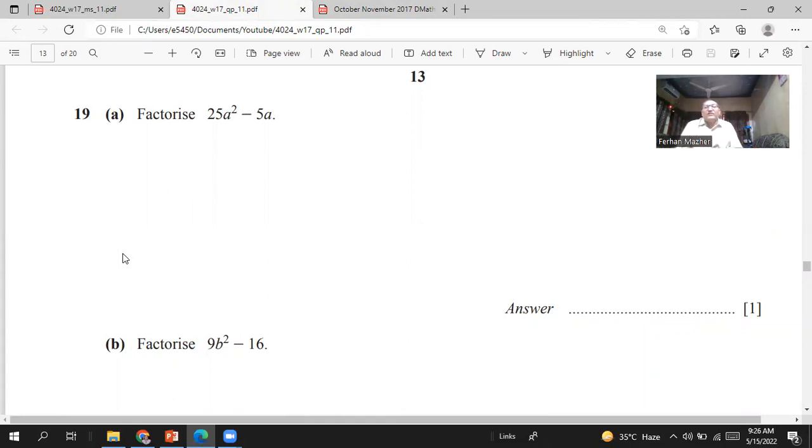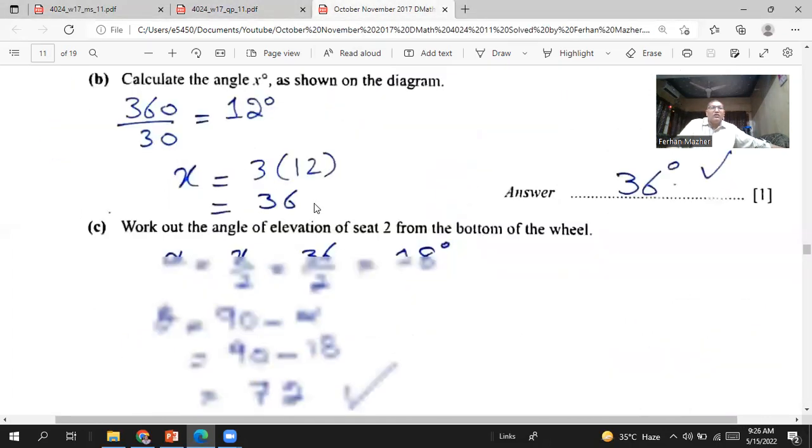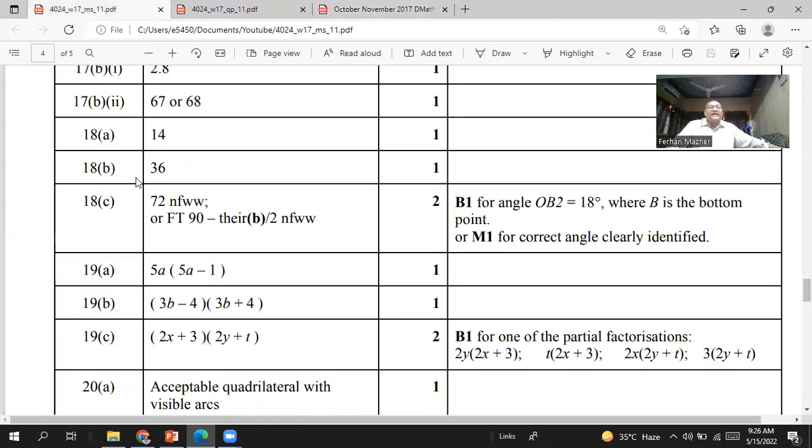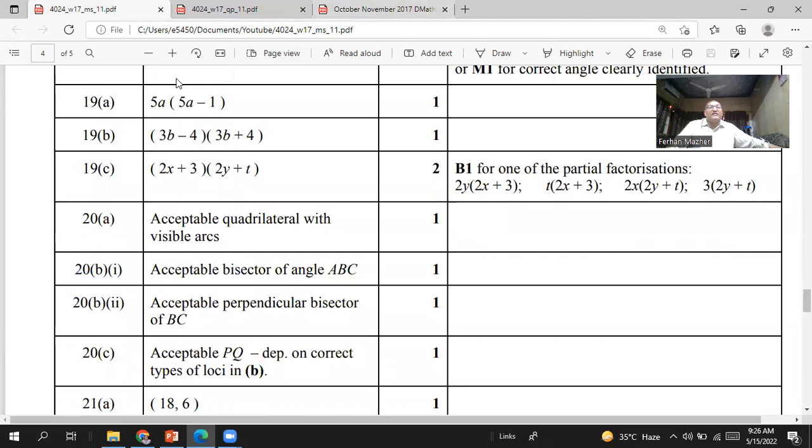The first rule of factorization: if something is common, take that number common. So we will take 5a common. Let me show you. So we will take 5a common, and you will have 5a minus 1. So that is how you will factorize it. So let's check. 5a minus 1 is the right answer, sir.